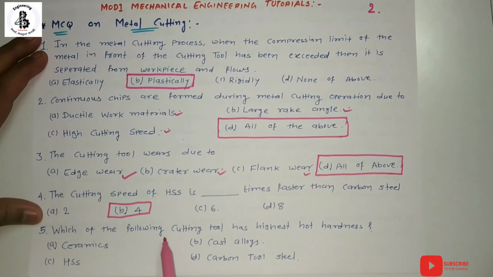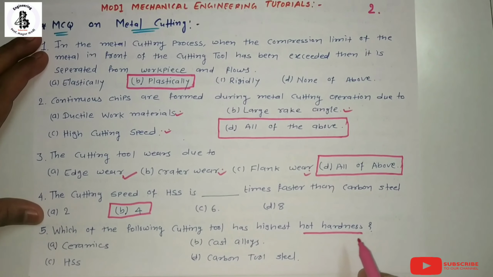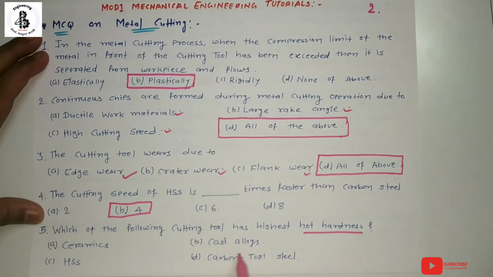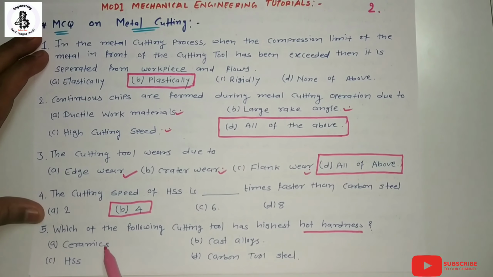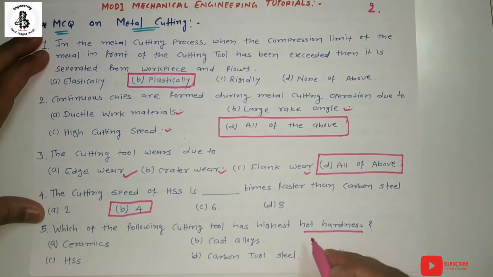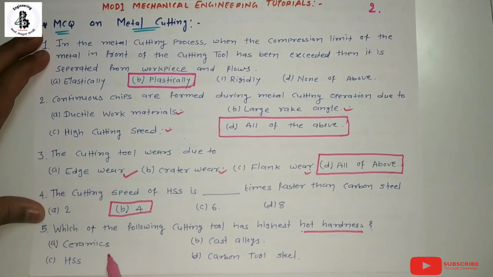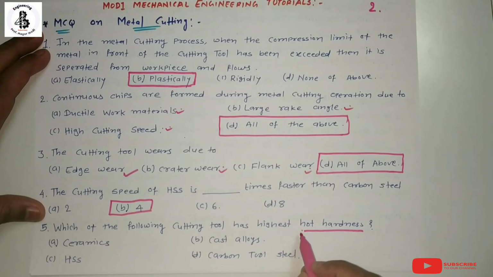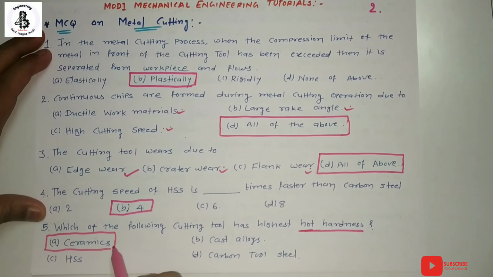Then next: which of the following cutting tools has the highest hot hardness? Hot hardness is basically the hardness a material has at higher temperature. The options are ceramics, cast alloys, high speed steel, and carbon tool steel. In the detailed study of ceramics, ceramic material has the highest hardness at higher temperature, that is, hot hardness, compared to the other options like cast alloys, high speed steel, and carbon tool steel. So the answer is ceramics. Ceramics has the highest hot hardness.